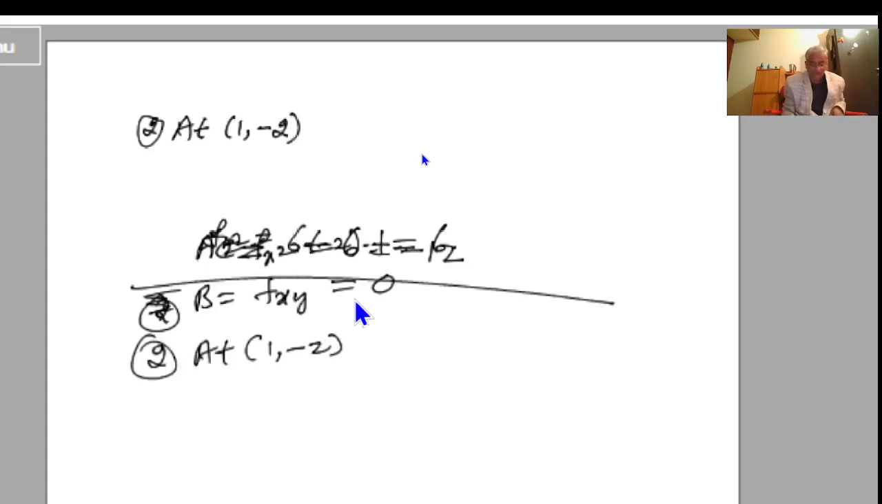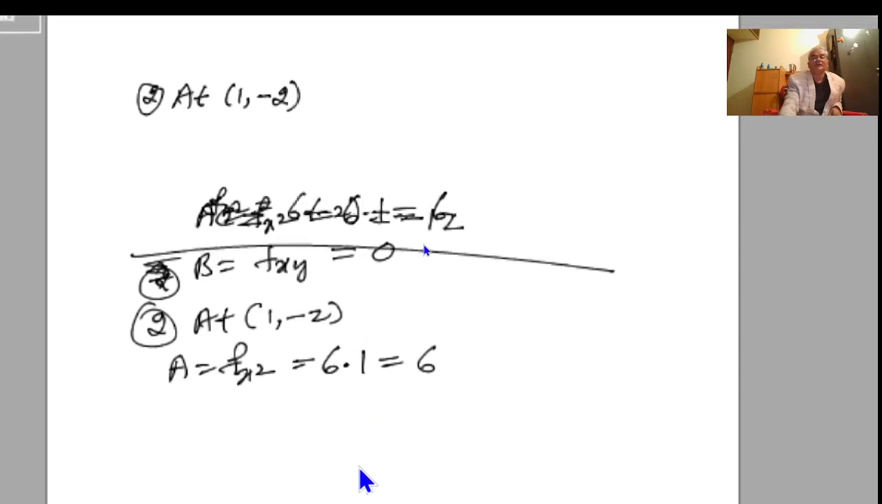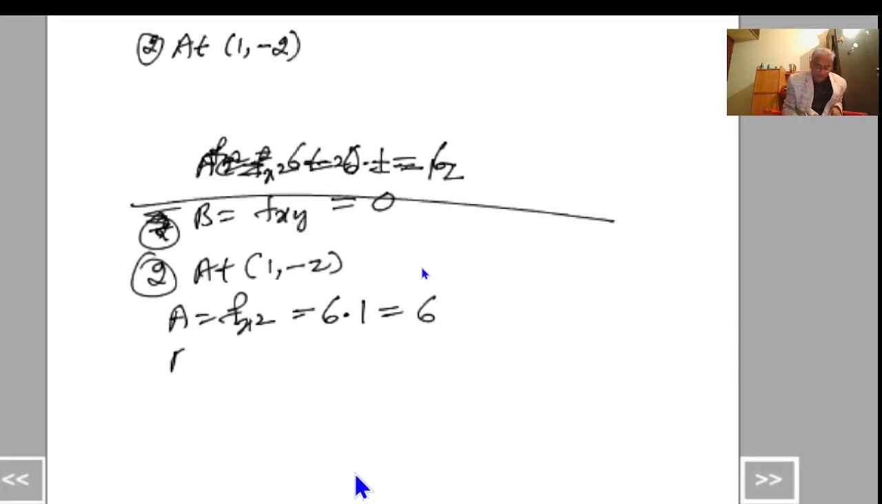At 1 comma minus 2, A equal to fx square, this is equal to 6 into x, 6 into 1, which is equal to 6. And B equal to 0, we have got dou square f by dou x dou y equal to 0. And C is equal to 6 into y, that is fy square. Here my y equal to minus 2, so this is equal to minus 12.